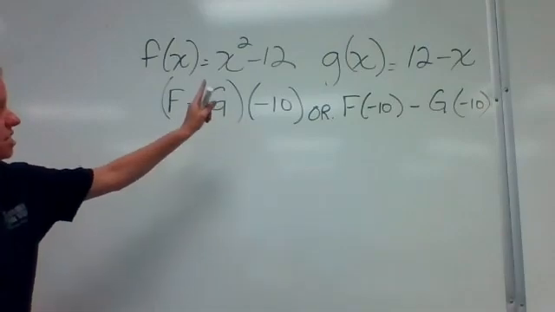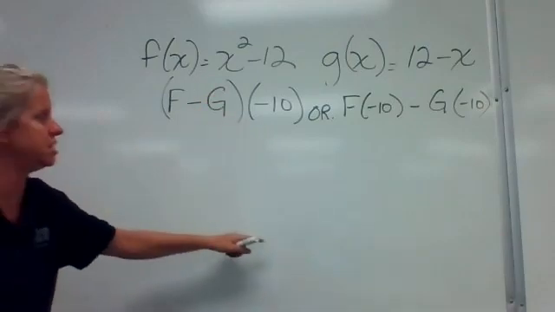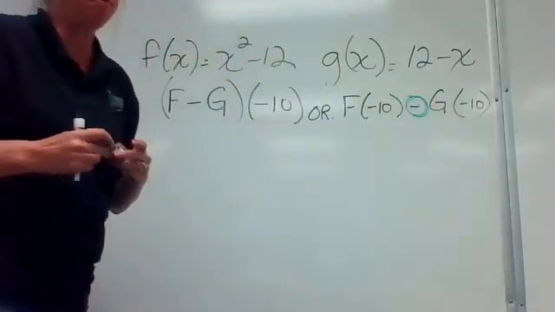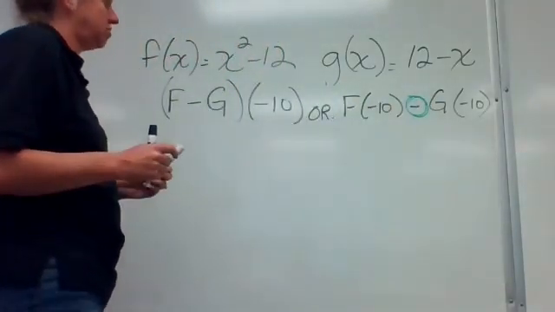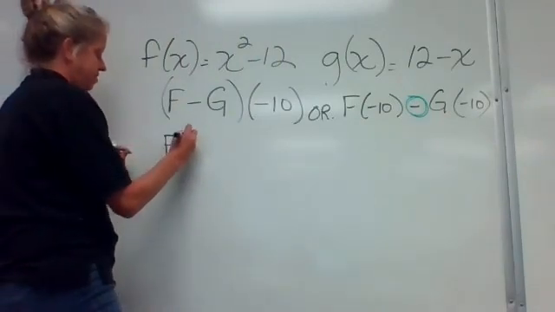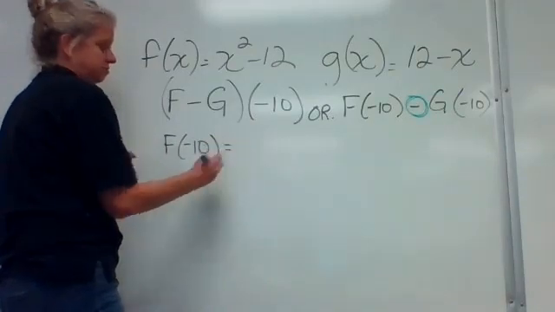So I'm going to replace the x's in the functions with negative 10s, and then at the end, I will subtract my answers. Be careful on this one. There's several instances that are prime for sign mistakes. So let's find f of negative 10 first.